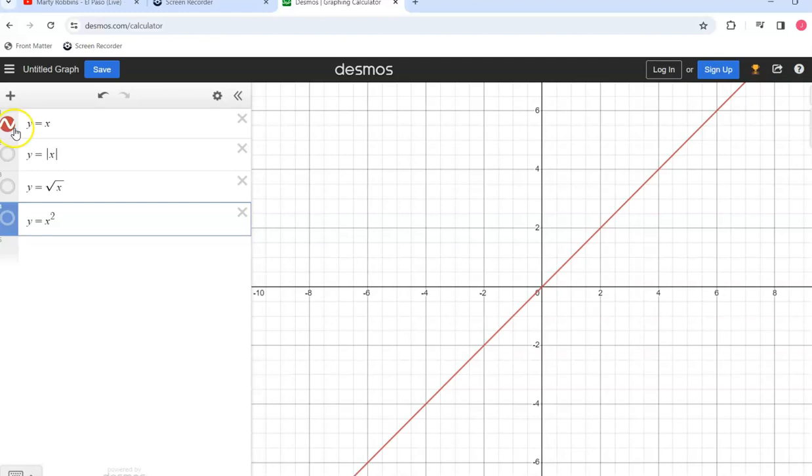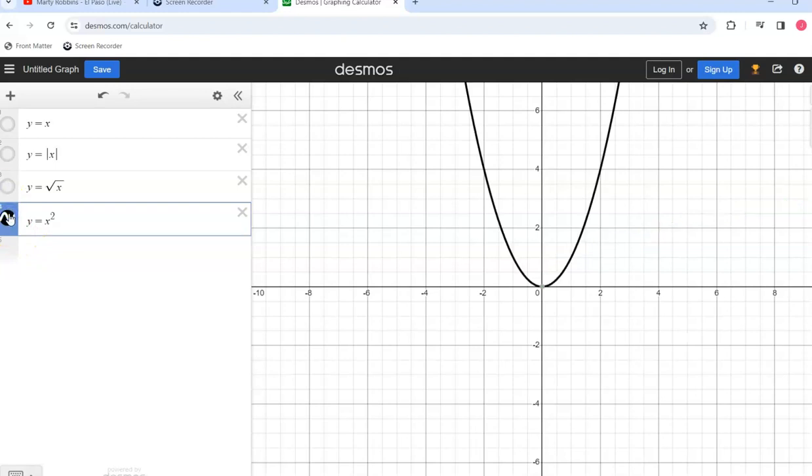So this is y equals x, straight line, goes through there. This is our absolute value sign. It makes a V. This is our square root, our radical. This makes this kind of sideways going, but you notice only positive because, of course, we can't take the square root of a negative number. And then finally, here's our parabola, our quadratic, going up in this nice U.